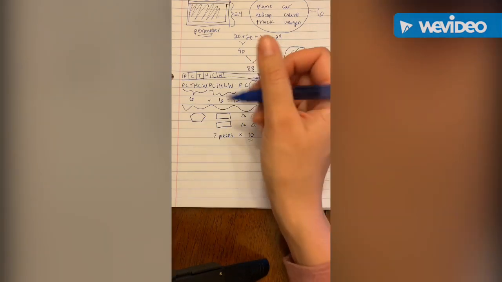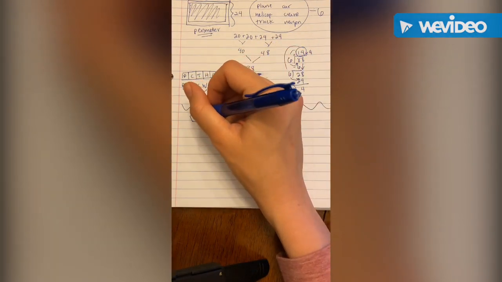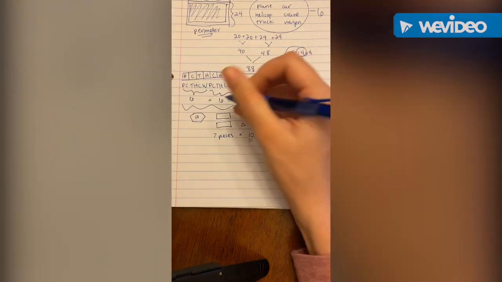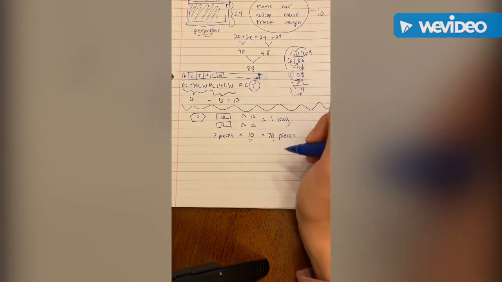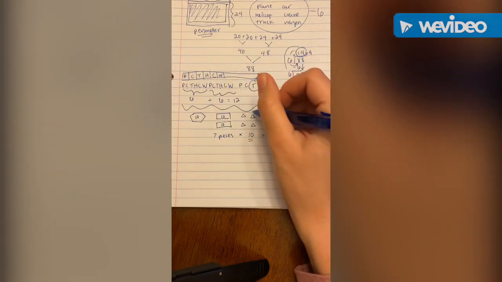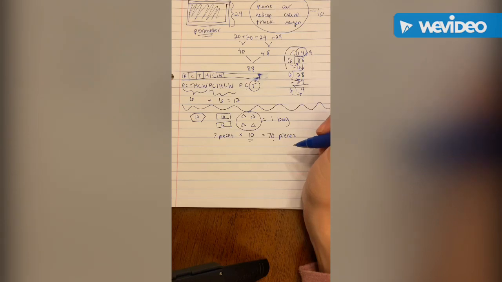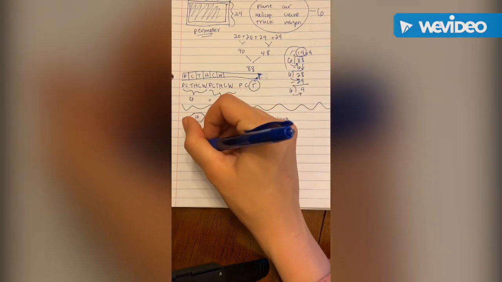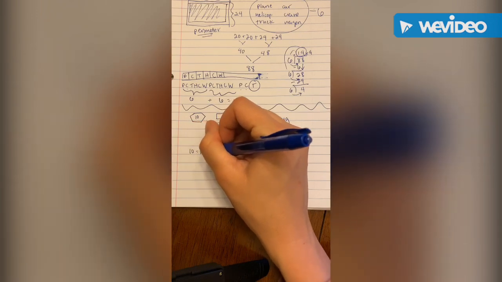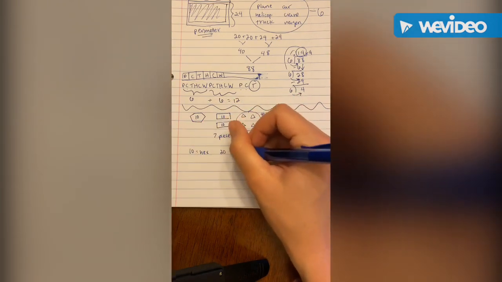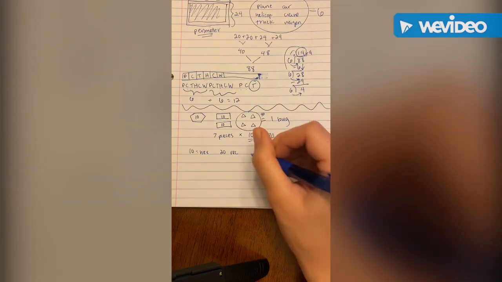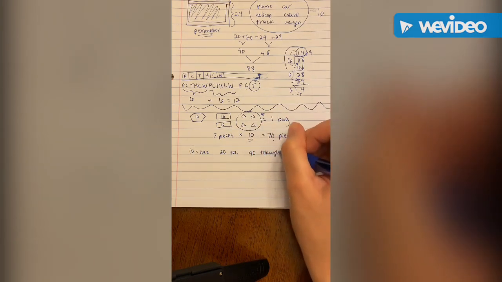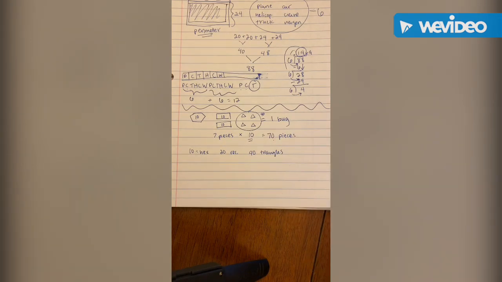So if we multiplied our hexagonal pieces by 10, we'd get 10 pieces. If we multiplied these rectangular shapes by 10, we'd get 20. And if we multiplied all of these triangular pieces by 10, we'd get 40. So we'd need 10 hexagonals, 20 rectangles, and 40 triangles. And that is how you do number 7.